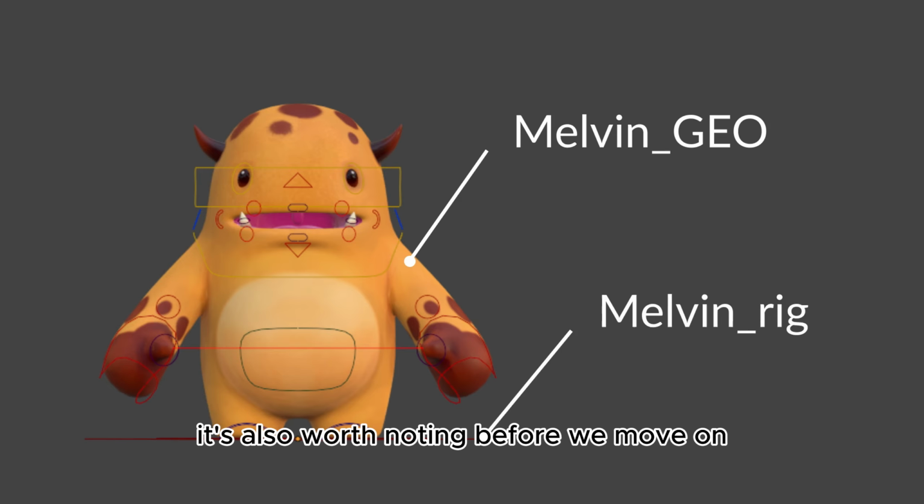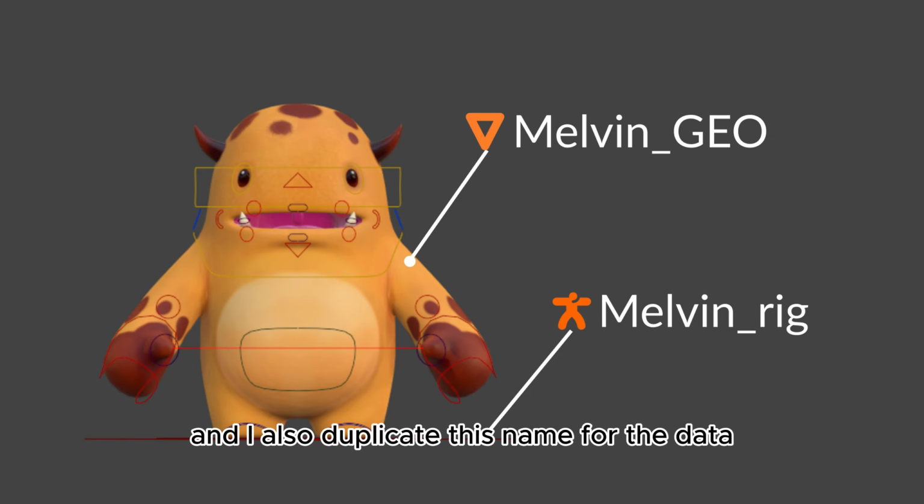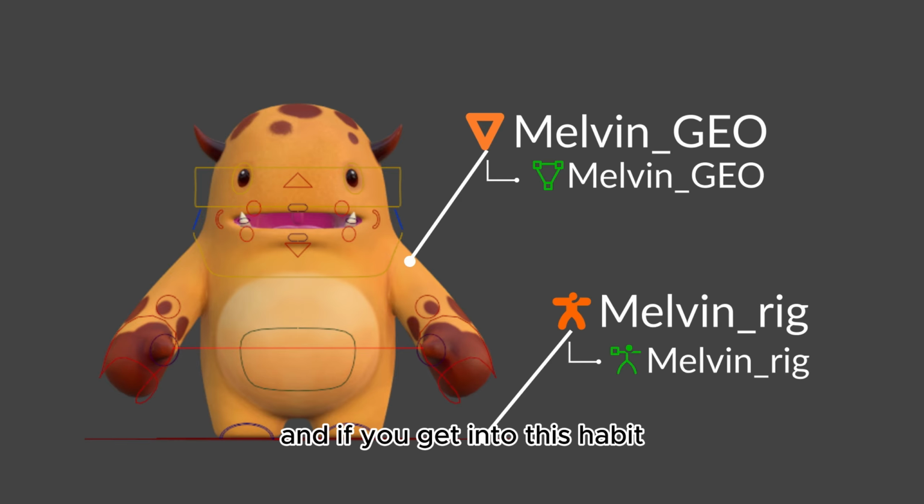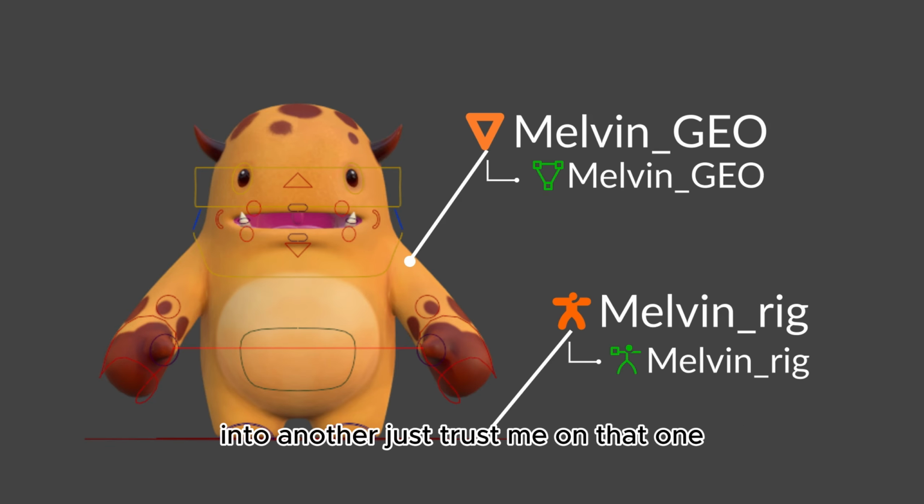Now it's also worth noting before we move on that this is the names of the container objects, and I also duplicate this name for the data. And if you get into this habit, it will make your life a lot easier when you need to append data from one file into another. Just trust me on that one.